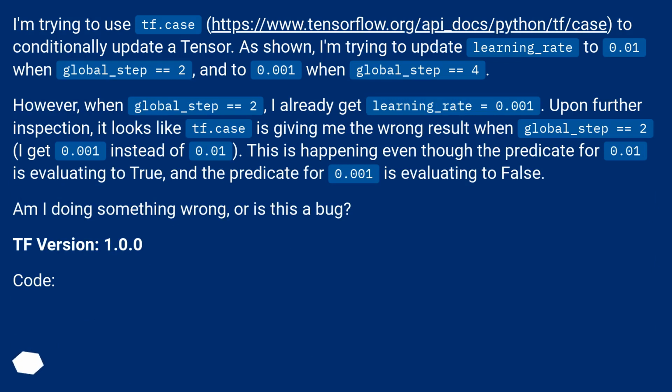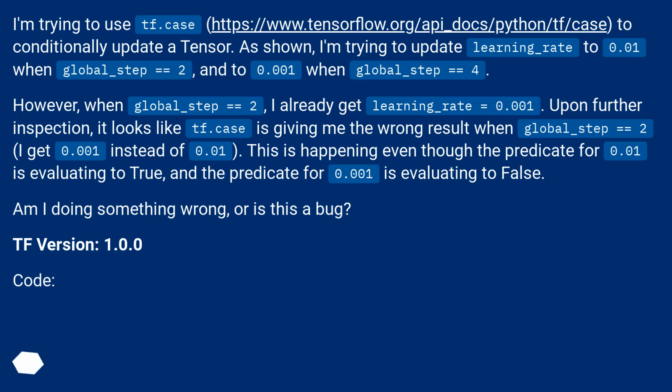As shown, I'm trying to update learning_rate to 0.01 when global_step equals 2, and to 0.001 when global_step equals 4. However, when global_step equals 2, I already get learning_rate equals 0.001.